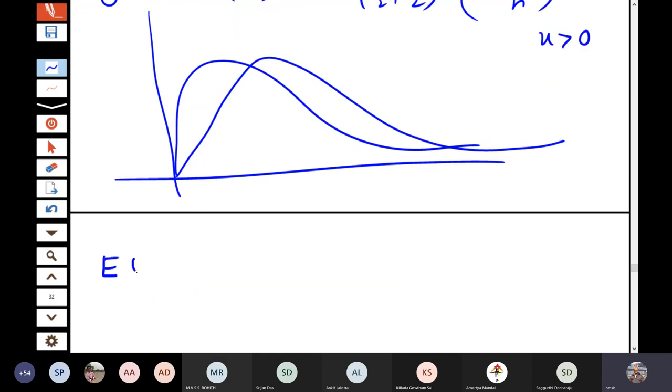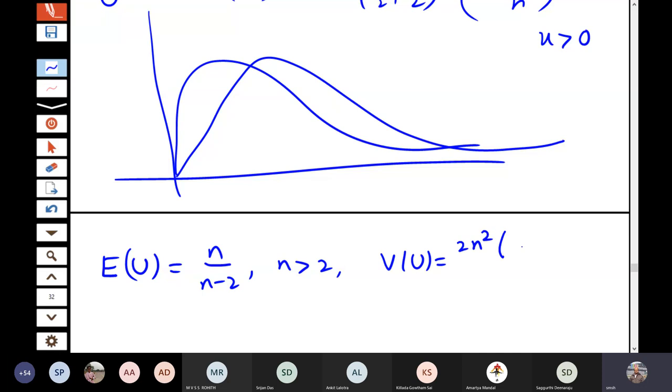Expectation of u is n by n minus 2 and variance of u is equal to, of course this is immaterial here because this is actually a sampling distribution. It is not used for moment and all these purposes.